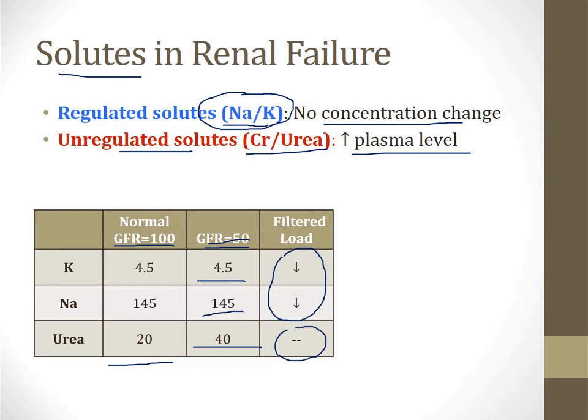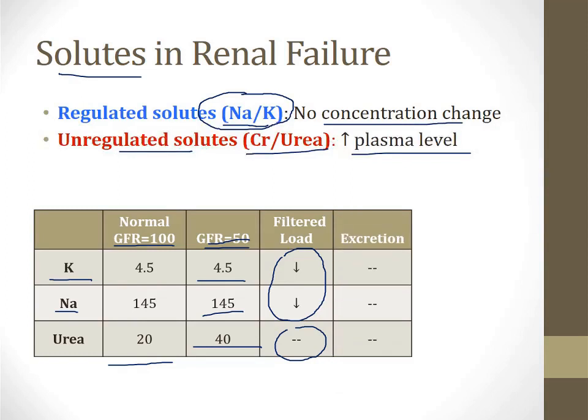In other words, the only way the kidneys can eliminate urea is through filtration, so they must maintain the filtered load. Potassium and sodium, the kidneys can secrete these substances or reabsorb less, therefore the filtered load is allowed to fall and the kidneys will manipulate the amount of secretion or reabsorption.